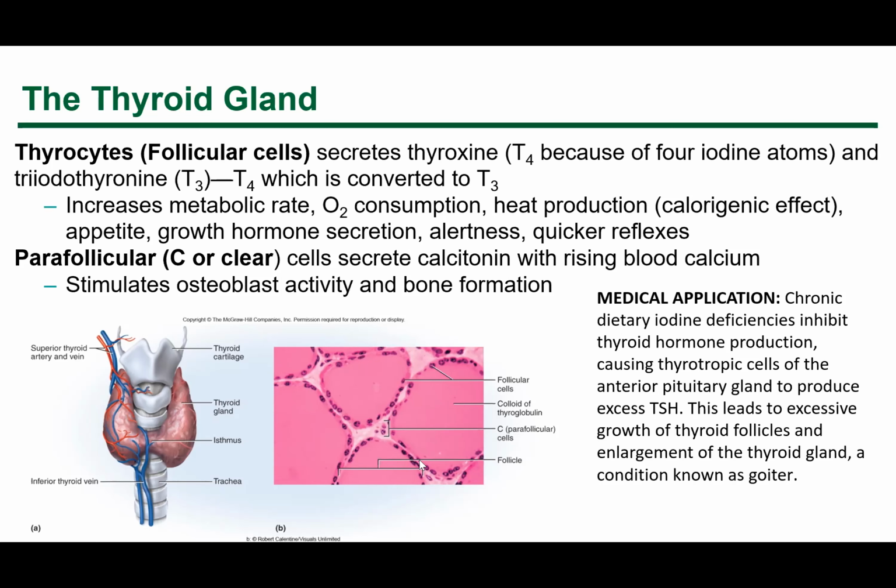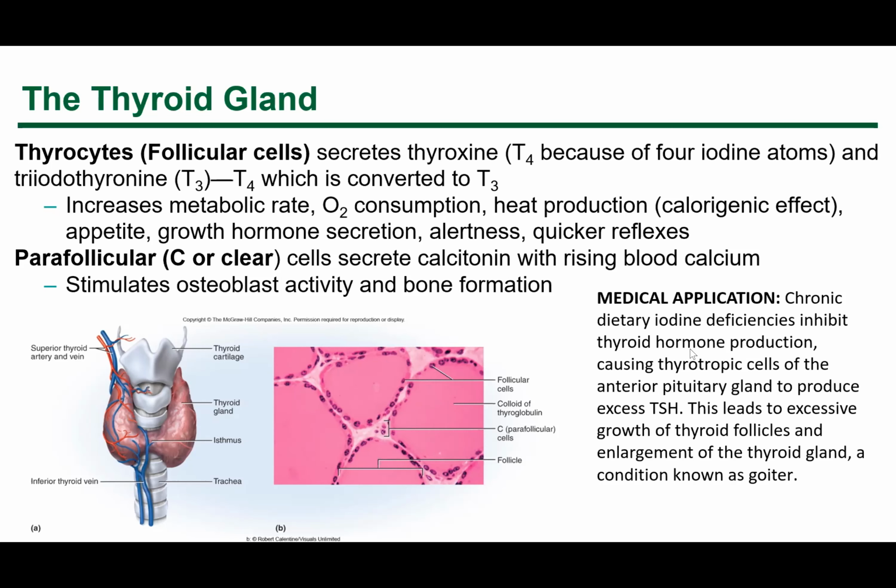Parafollicular cells, also called C cells, which are these little guys right here, secrete calcitonin. And calcitonin tones down blood calcium. So it stimulates osteoblasts to move calcium out of the blood and into the bone. So it's important to have adequate calcitonin. It seems to be more important in children who are still forming their bones rather than adults, but you still need it at least a little bit. Parathyroid hormone is a bigger player in adults.